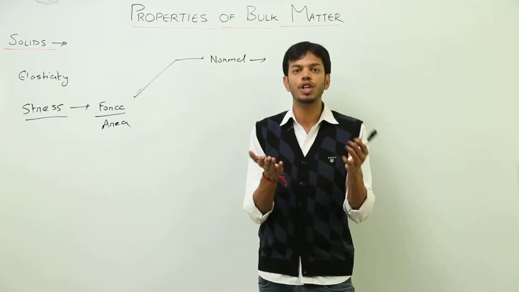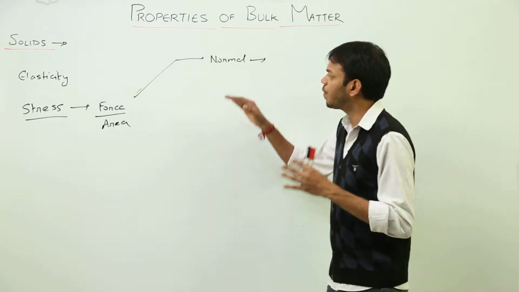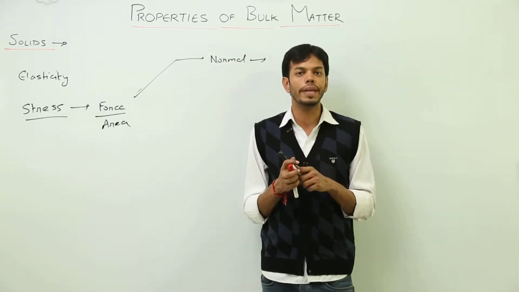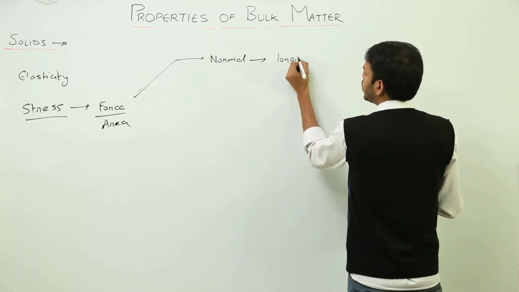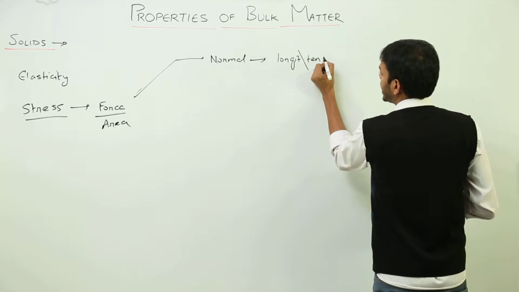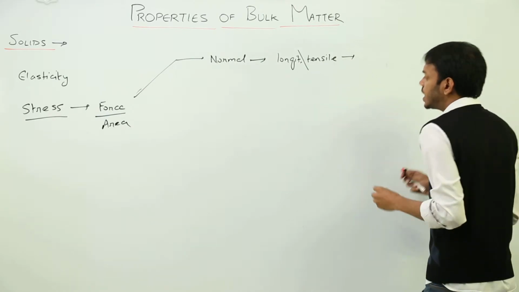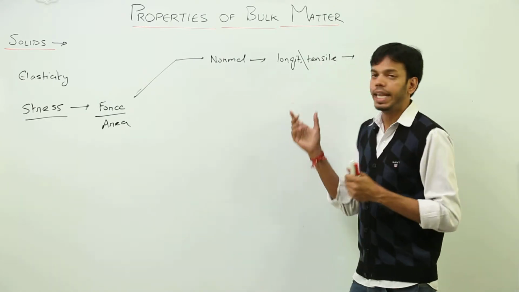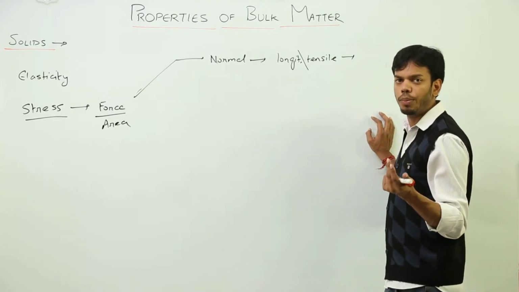In the other case, suppose we have a cubical box and I try to press it from upwards and it gets compressed. In that case also the force is still getting applied normal on the surface, but the way both the bodies behave due to application of normal force is different. So normal stress can further be classified into longitudinal stress, also called tensile stress, right? It is the stress which is caused when the length of the body increases in the direction of the applied deforming force.